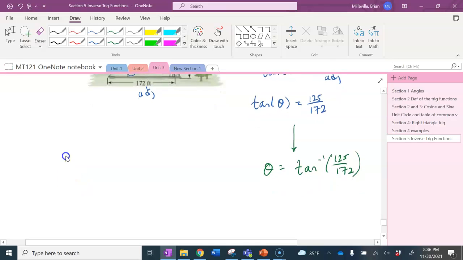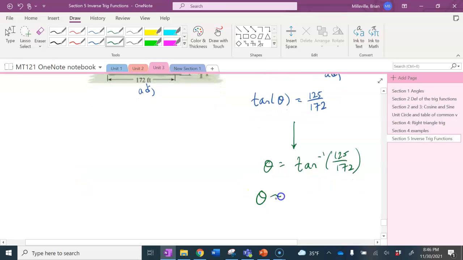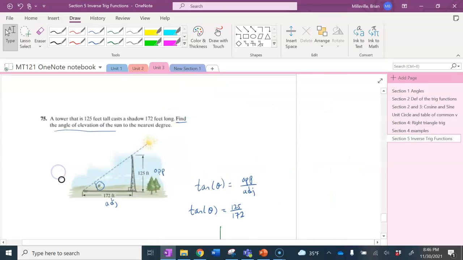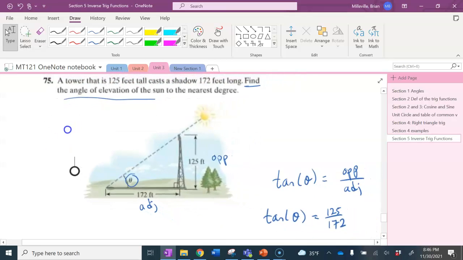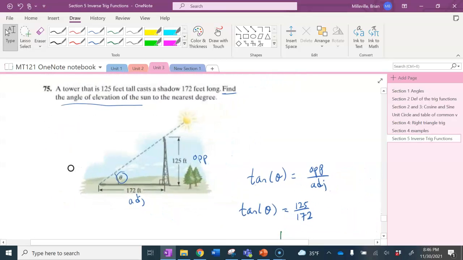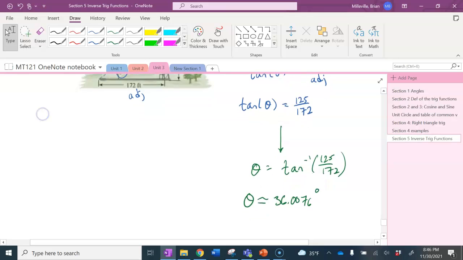All right, using a calculator, we're seeing that theta is approximately 36.0076 degrees. If we want that in radian mode, we can certainly get it in radian mode, but most of the problems dealing with applications are going to ask us to give it in terms of degrees.